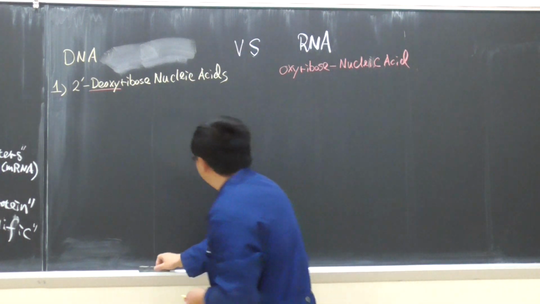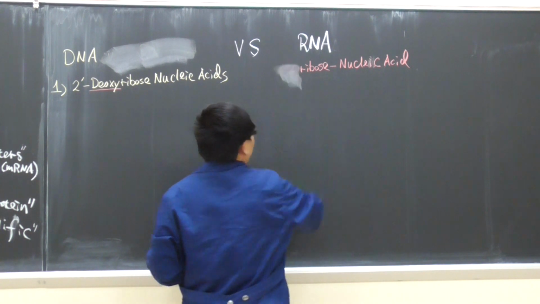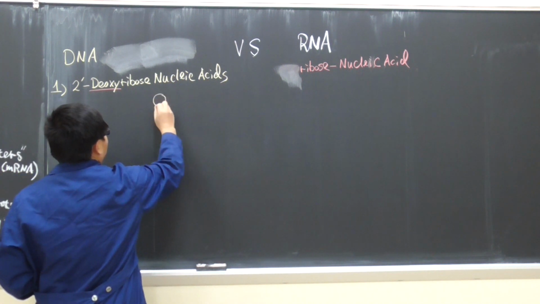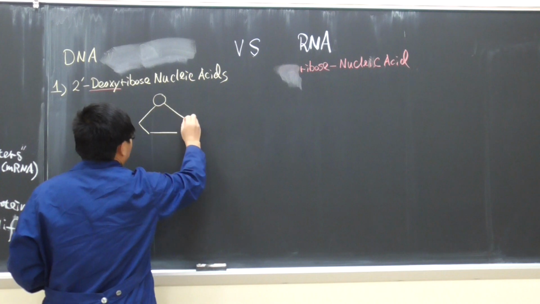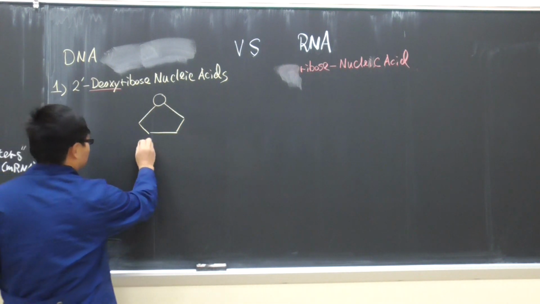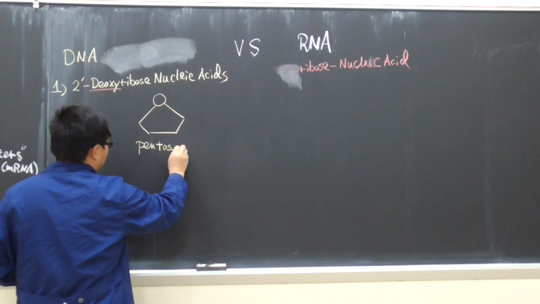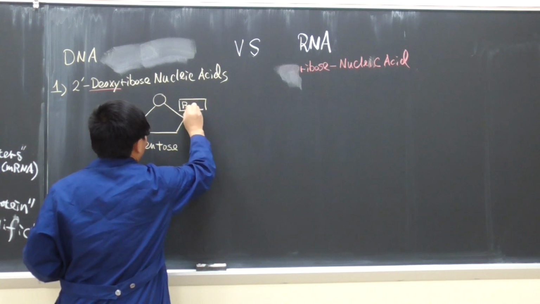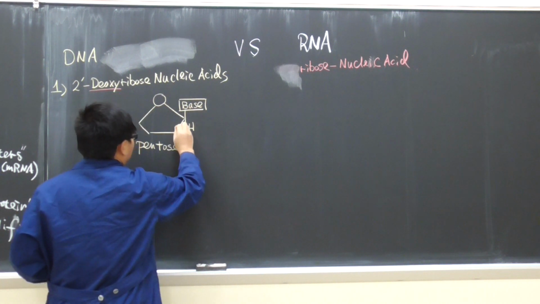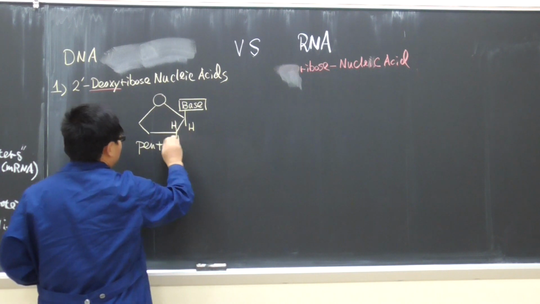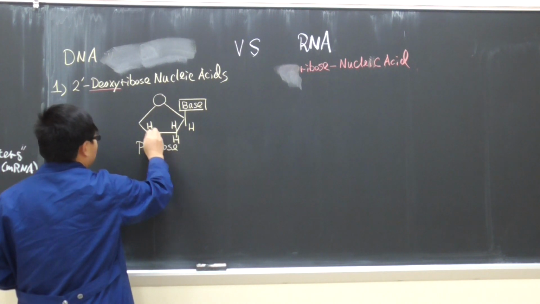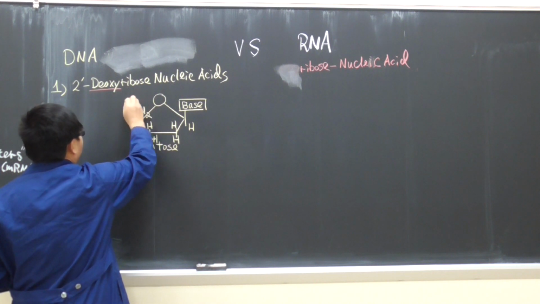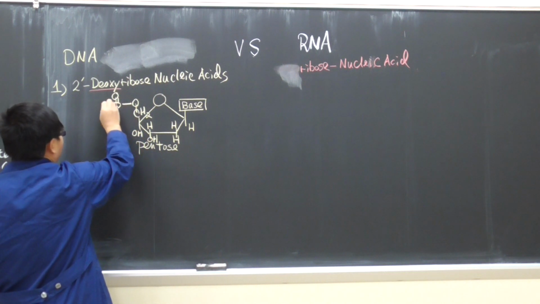Of course, we don't have to mention the deoxy, therefore you can take it out. Now, let's draw the structure and see what it looks like. It has 5 carbons. We call it pentose. Here, we attach a base. On the carbons we have H, H, H, OH, then OH, CH2. Then here, never forget we have a phosphate.